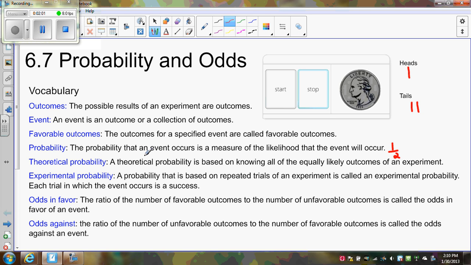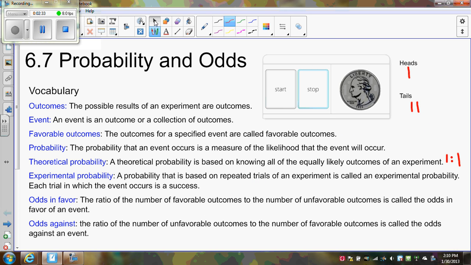Theoretical probability. Now we're going to specify probability a little more. Theoretical probability is based on knowing all the equally likely outcomes of an experiment. So, for example, the theoretical probability is that I will land on heads an equal number of times that I land on tails. An experimental probability is when you actually do repeated trials of an experiment.